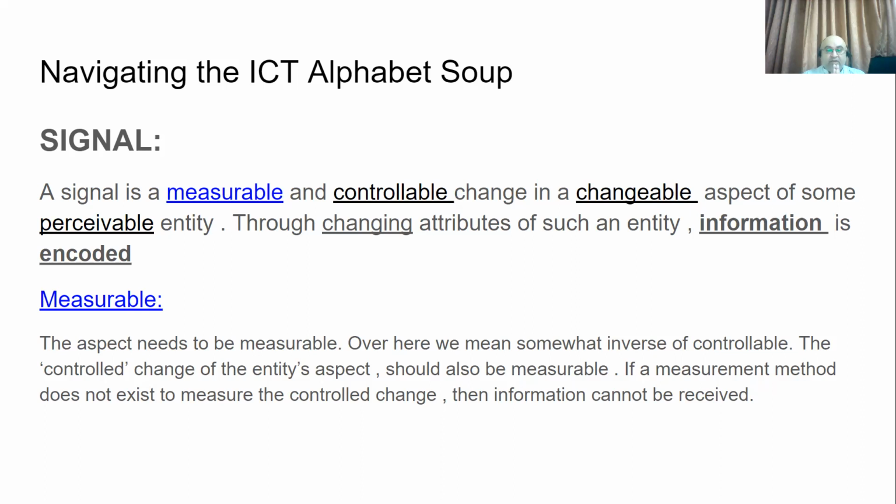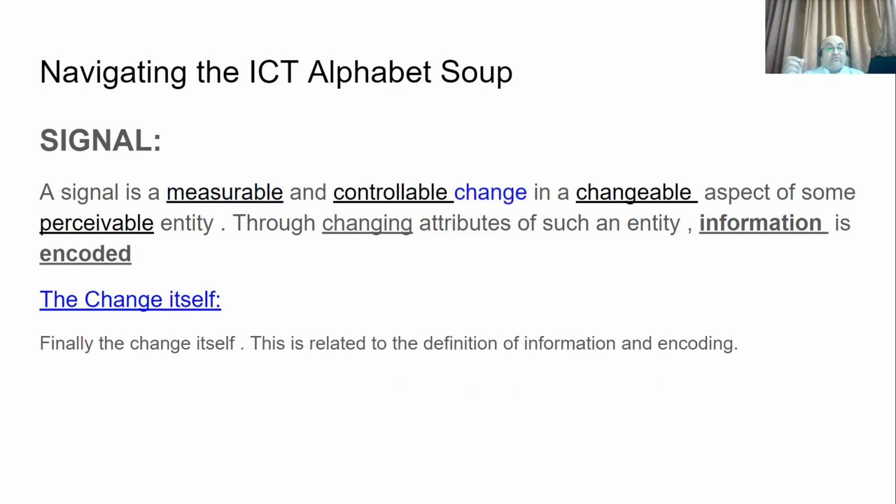So over here we mean somewhat inverse of controllable, right? So when you control changeable attributes, you send information. When you measure it, then you kind of receive it. The controlled change of the entity's aspect should also be measurable. Well, and if a measurement method does not exist to measure the controlled change, then information cannot be received. And finally, we come to the change itself.